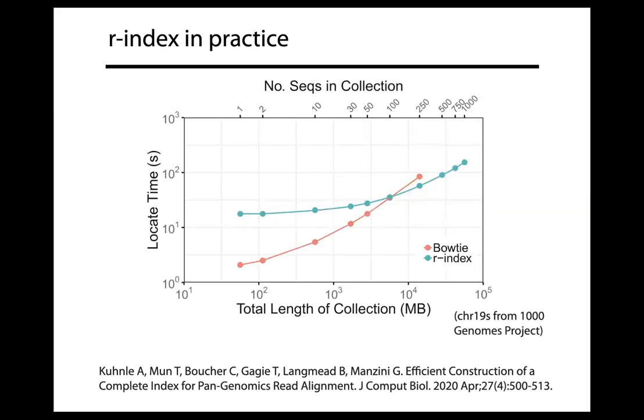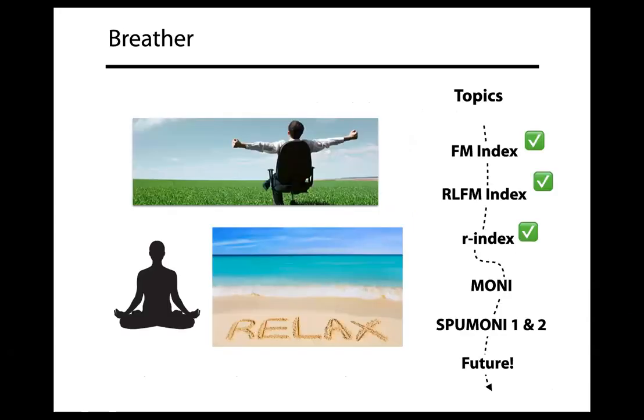This is showing something different, which is the time required to answer locate queries against the index. Again, moving left to right, we're indexing larger and larger pan-genomes. At first, Bowtie is winning very handily, but then if we get out to larger and larger pan-genomes, eventually the R-index is able to answer these queries much more quickly. Okay? So, little pause.